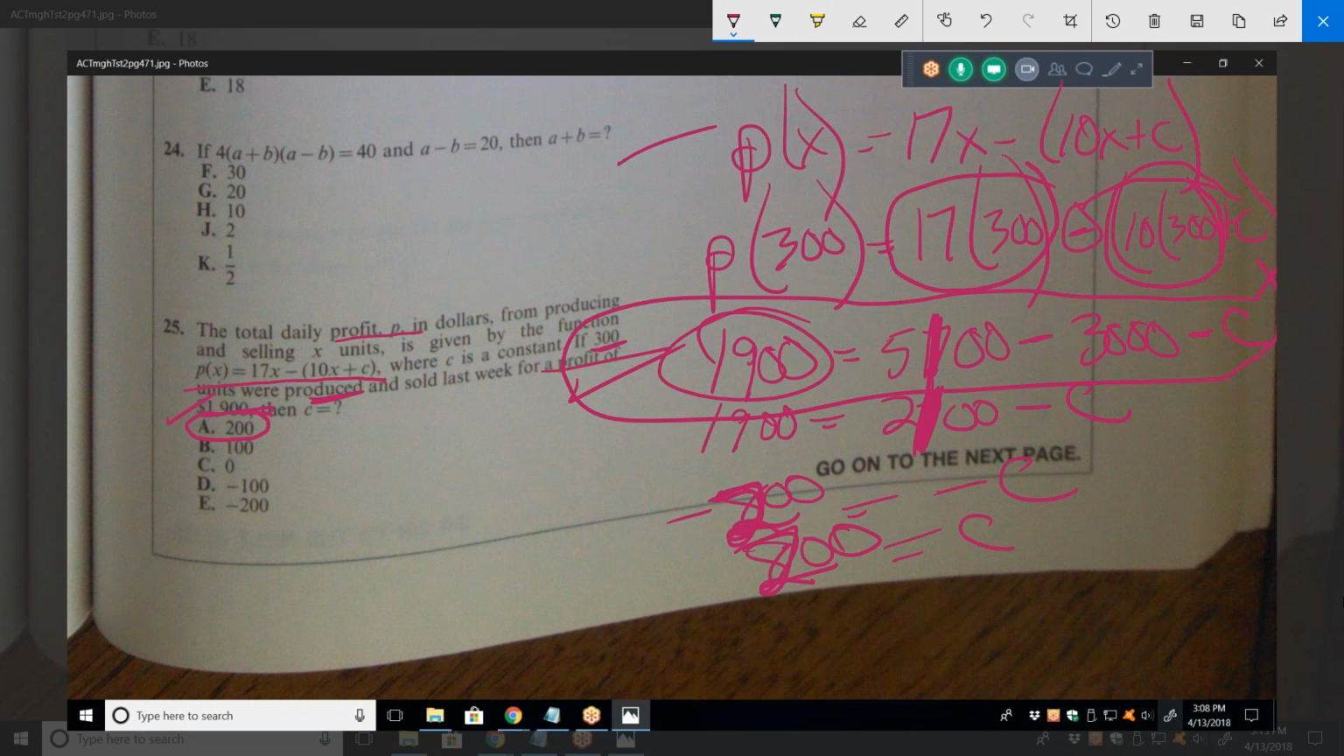This is not an ideal problem for back solving. One of the reasons is that if I were to try a C of 100 as my first, remember you always start with B or D when you're back solving. The problem is if I start with a C of 100, I don't know for certain which way to go if it's not the correct answer. I don't know if it needs to be bigger or smaller. And whenever you have a problem like that, it's not great for back solving.